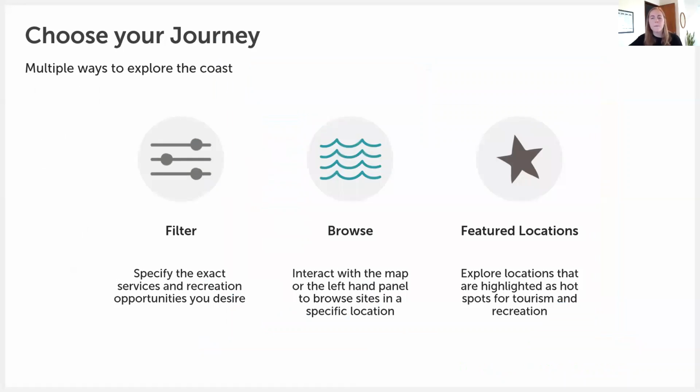With this tool, there are multiple ways to find sites that have the services and recreation options that you're needing. You can use a filter to specify exactly what you need, more than one filter to become super narrow. You can browse directly on the map and browse photographs in a left-hand panel. And you can explore some featured locations that we've highlighted as hotspots for tourism and recreation.